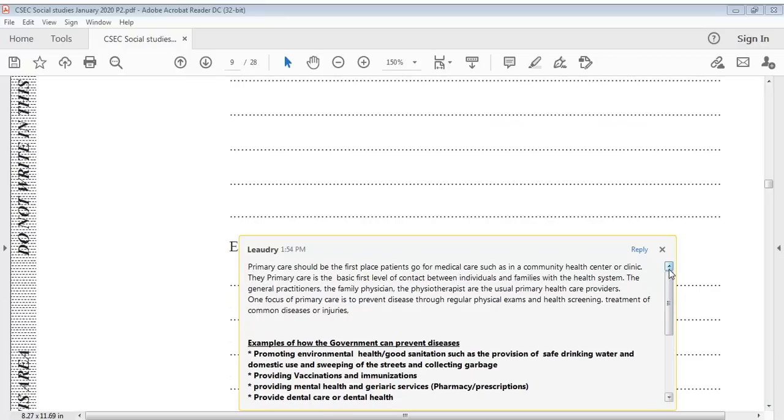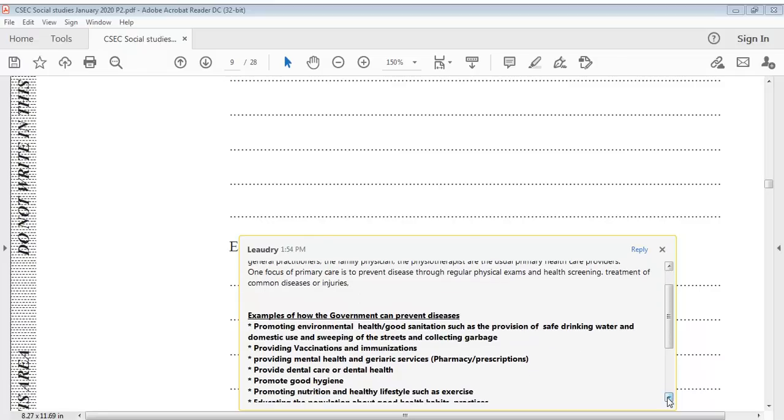We know that primary health care is the first place where patients would go for medical care, within the community health centers or the clinics. Since it is the first level of contact between individuals and the health system, you'll find general health practitioners or family physicians at the health clinics providing care for persons, like regular exams. And we mentioned basic things like treatment of common diseases and injuries. So the government will put these in place to ensure that they are available so that the population can be healthy.